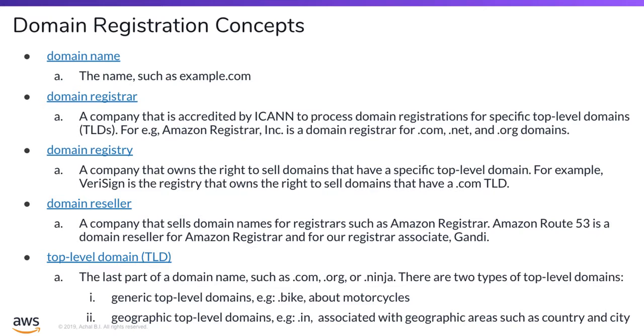The domain name would only be what comes before the dot of the top level domain, and the top level domain. So anything after the first prefix would be called subdomains. A domain registrar is basically a company that is accredited by ICANN. This is an international organization to process domain registration for specific top level domains.